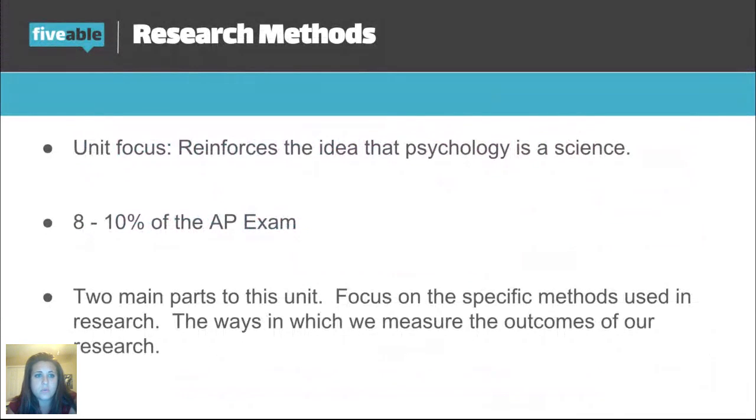Research methods is the unit that we're reviewing tonight. And in this unit, the big idea is that psychology is a science. It's one of the big things that College Board and AP try to stress: even though psychology is in the social studies department, a lot of the time it is a science, and there's methodology and research to back up a lot of the claims. And so this whole unit is about how to be a good scientist in psychology.